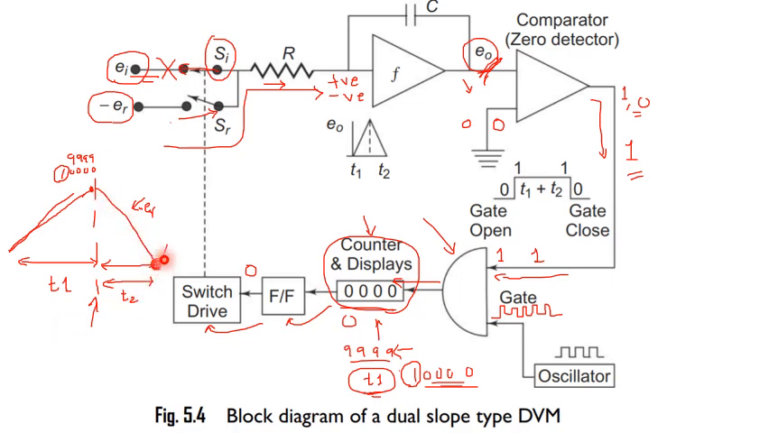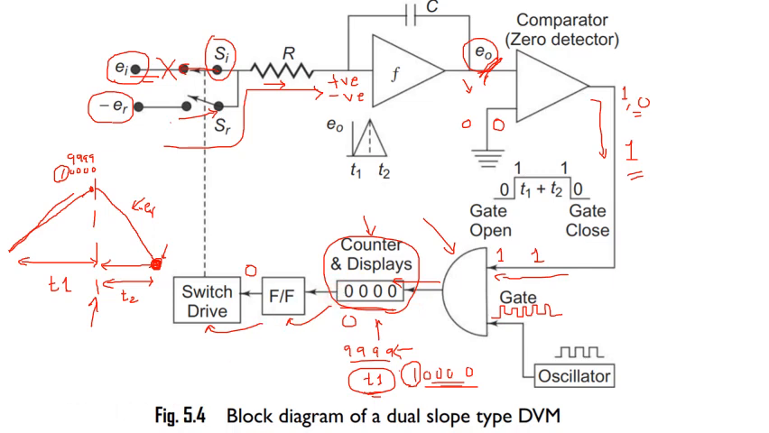Once it reaches this point, your zero detector understands the input is going negative. The E0 is going negative beyond 0, and at that time it will produce a 0. You can see here this one. Once it produces a 0, your gate deactivates and your counter will stop counting.